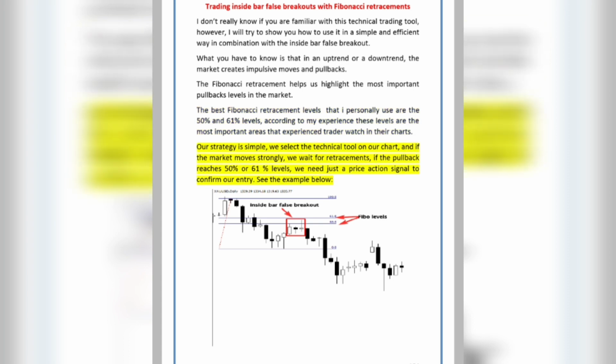Our strategy is simple. We select the technical tool on our chart, and if the market moves strongly, we wait for retracements. If the pullback reaches the 50% or 61% levels, we need just a price action signal to confirm our entry.